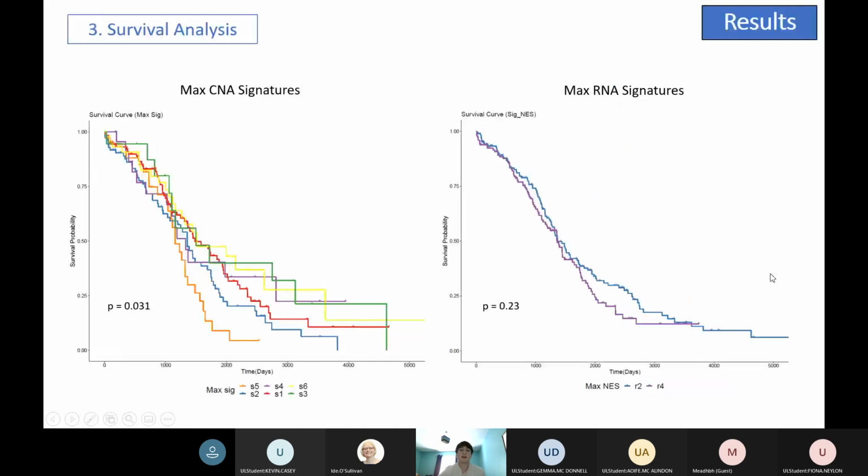In survival analysis, you can see on the left the Kaplan-Meier curve for maximum CNA signatures, whereby you can see the significant results of signature 5 associated with the poor survival outcome and signature 6 with the best overall survival outcome. On the right is the Kaplan-Meier curve for the maximum RNA signatures, R2 and R4, as they significantly dominated. Unfortunately, these results were non-significant, but you can see that R2 was associated with the best survival outcome of the two.